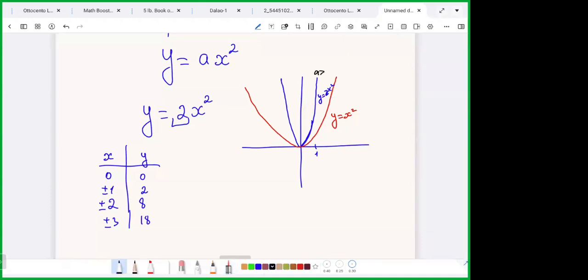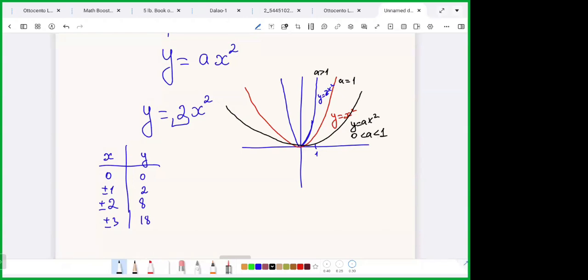This is when a is greater than 1. Here, this is a equals 1. When a is less than 1, it becomes a much more open parabola. So here, the function is when a is less than 1 but greater than 0.